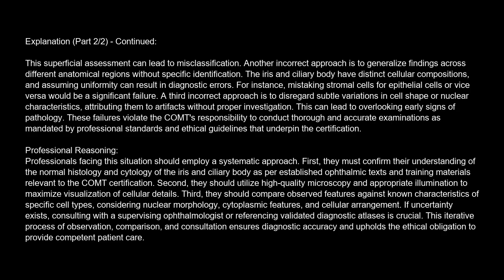Another incorrect approach is to generalize findings across different anatomical regions without specific identification. The iris and ciliary body have distinct cellular compositions, and assuming uniformity can result in diagnostic errors. For instance, mistaking stromal cells for epithelial cells or vice versa would be a significant failure.